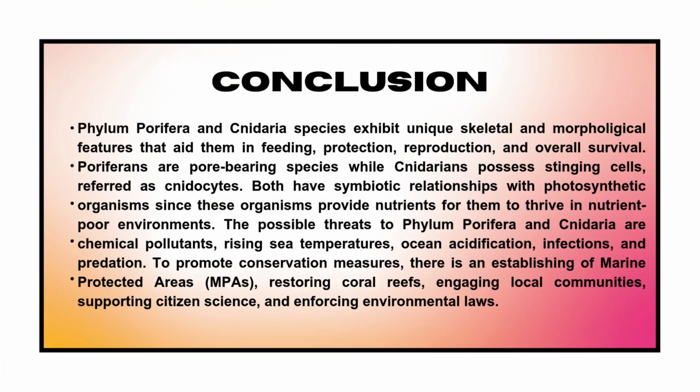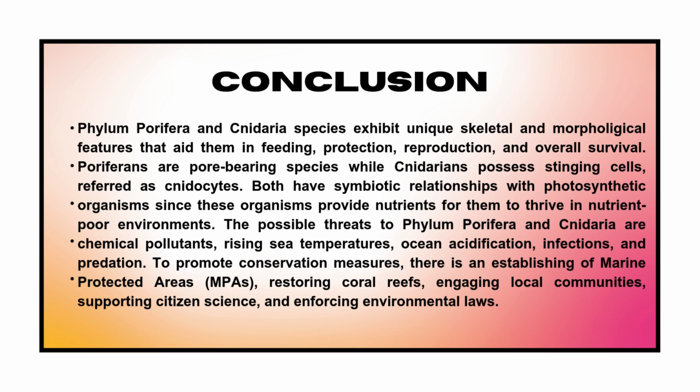To sum it up, Phylum Porifera and Cnidaria species have unique skeletal and morphological features that support their feeding, protection, reproduction, and overall survival. Poriferans or sponges are pore-bearing animals with a pore structure that allows water to flow through their bodies, filtering out food particles. This filtration system helps them thrive in nutrient-poor environments.